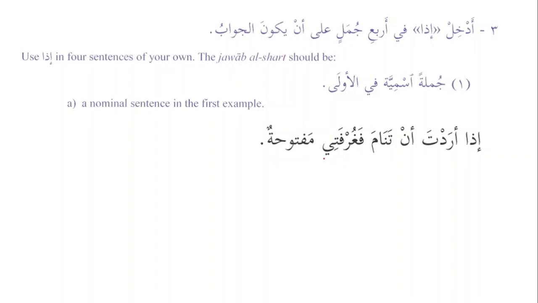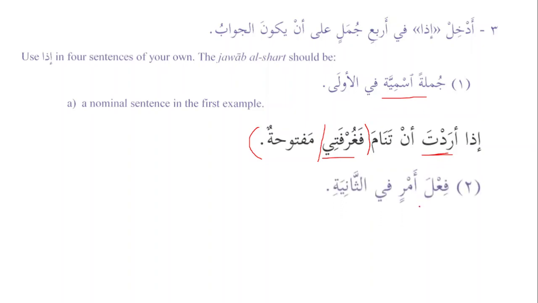So we can see over here that غُرْفَتي is a nominal sentence, which is mubtada, and مفتوحة is khabar. So the whole construction over here, jawab al-shart, as we can see here, is jumla ismiya. إذا أردت, so we know إذا is اسم شرط and أردت is فعل الشرط. أن تنام فغرفتي مفتوحة. So the first one here, we have jawab al-shart as jumla ismiya.